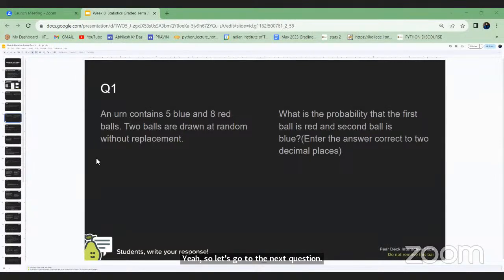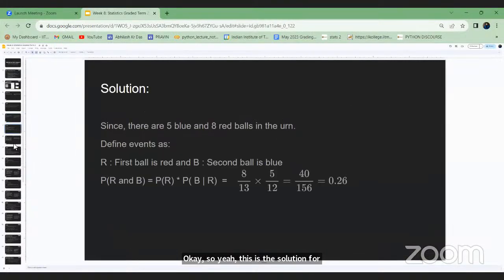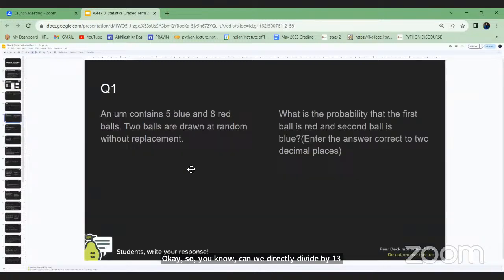Okay, so this is the solution for this. 0.26 is the correct answer. With replacement, can we directly divide by 13C2? No, actually, in the question it says the first ball has to be red and the second ball is blue. So the order will matter here. And the balls are drawn without replacement, right? Yes. So the first ball has to be red, then the second ball is blue.